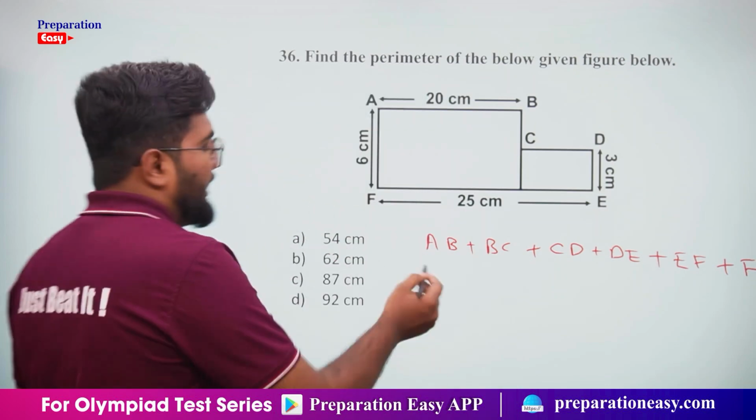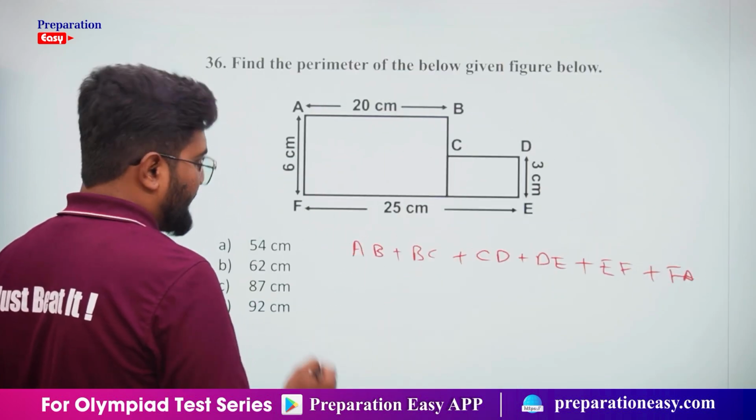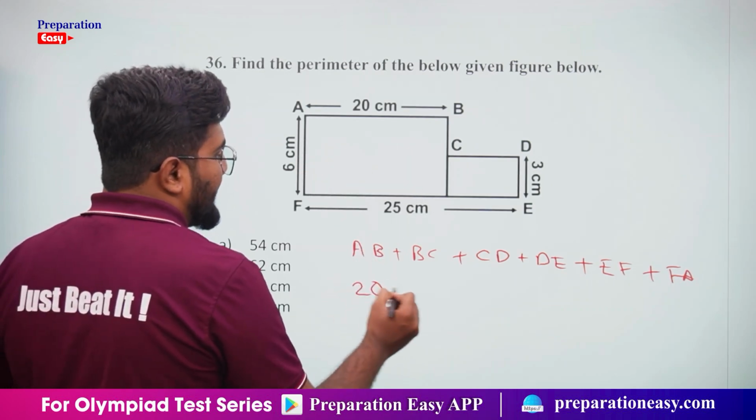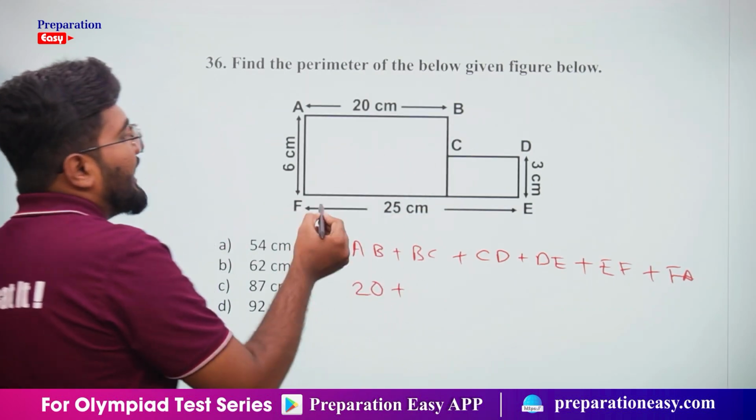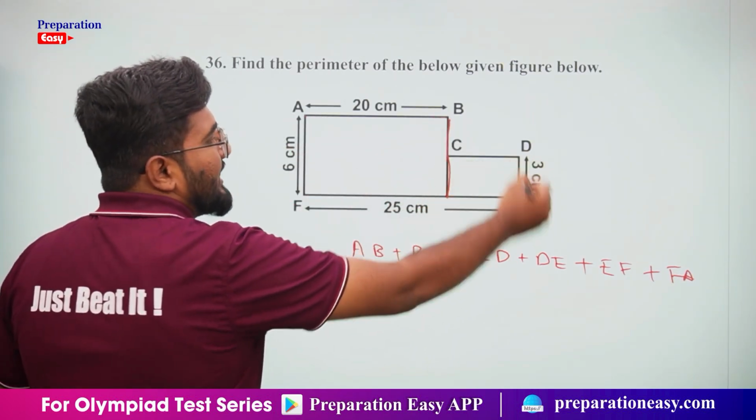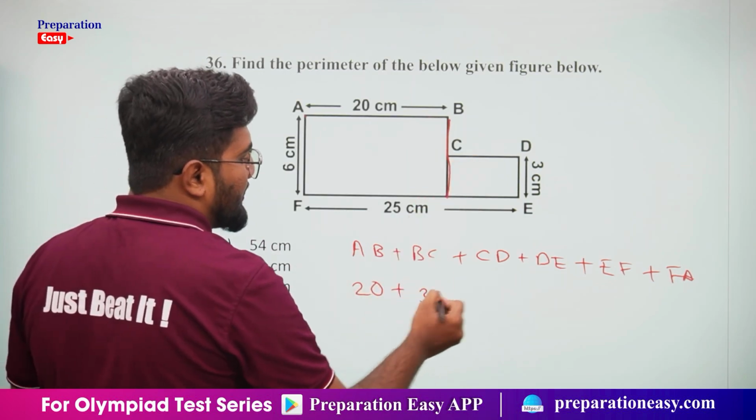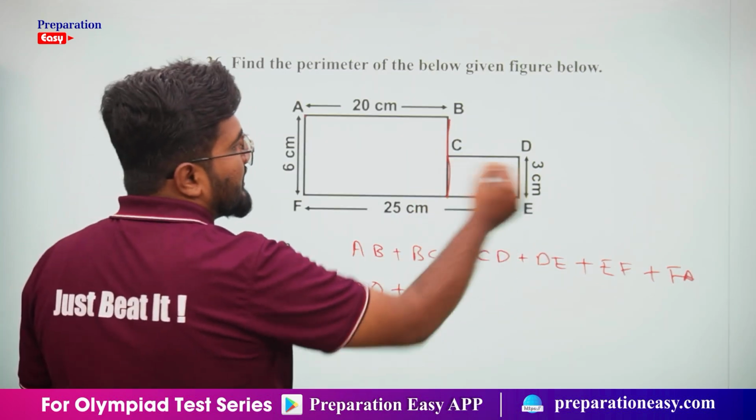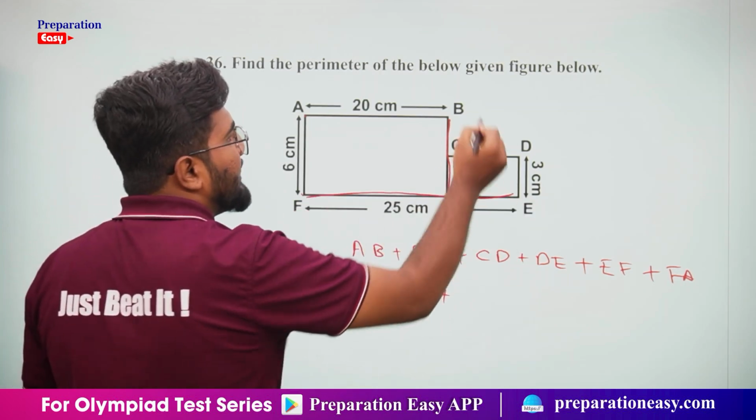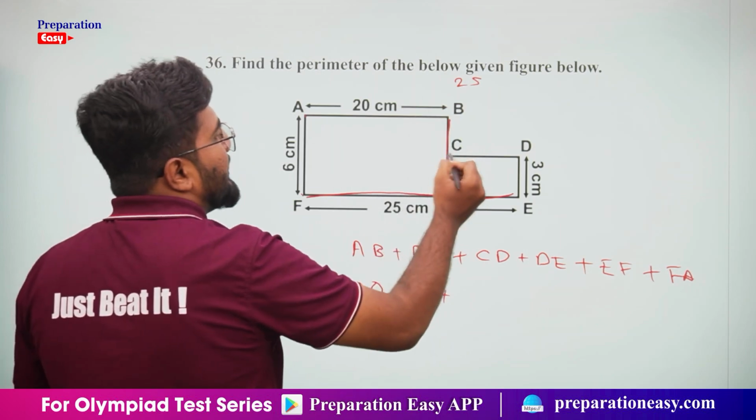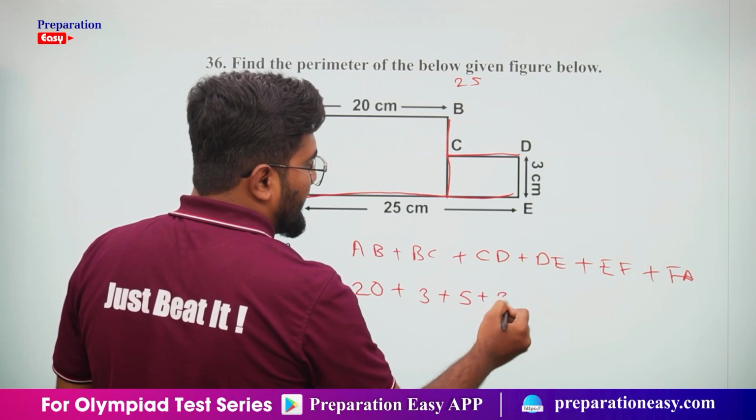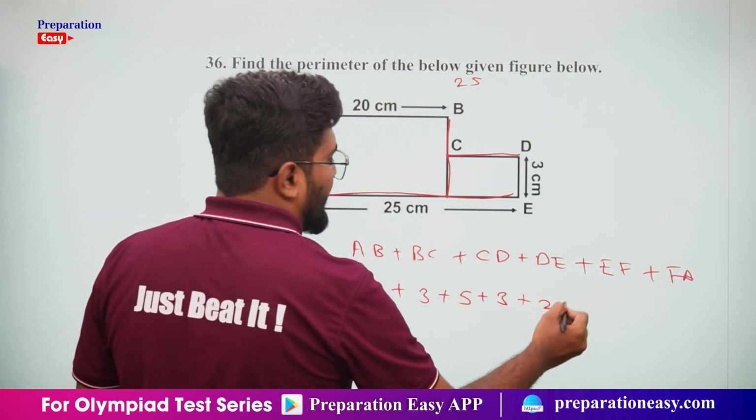Okay, so what is AB? AB is 20 centimeter. Okay, BC is not given, so I can find it. This is total 6 centimeter, that means this is also 6 centimeter. 6 minus 3 is 3, so BC will be 3. CD is also not given, so the total is 25. 25 minus 20, I get CD. 25 minus 20, so it will be 5, then 3, then DE is 25.